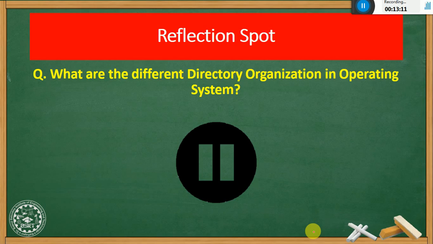In single level directory structure, there is the problem of naming and grouping. In two level directory structure, it is a grouping problem. In tree level directory structure, there is efficient searching, grouping, and naming.